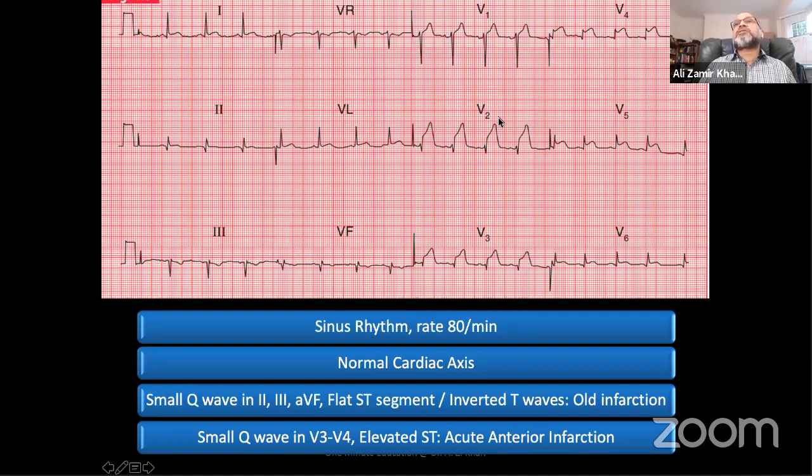And whenever this elevation is in V3 and V4, what do they represent? V3 and V4? Anterior wall. Okay, so it is an acute anterior infarct that is happening. So V1, V2 represents septum. V3, V4 usually is looking at anterior, and V5 and V6 is usually looking at the left lateral. Okay, all right. And V7, 8, 9, if you want, will look at the posterior part of the heart. All right, let's look at this one.